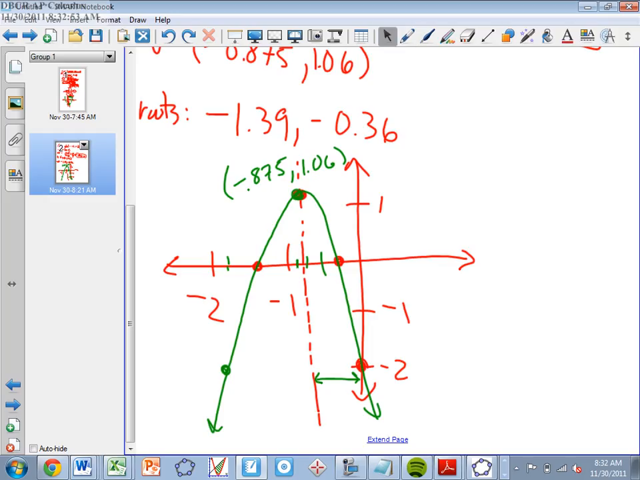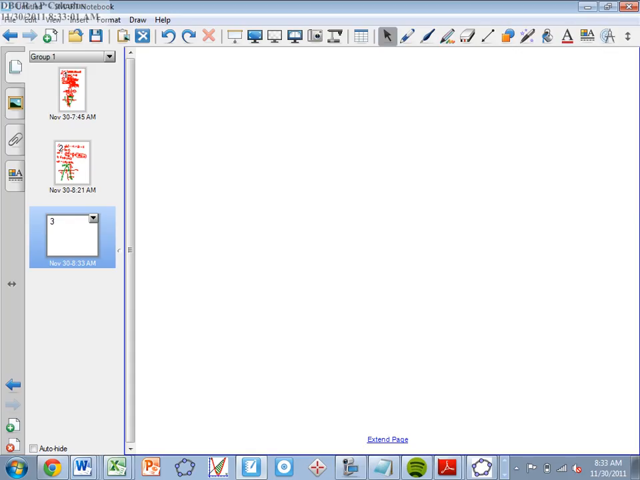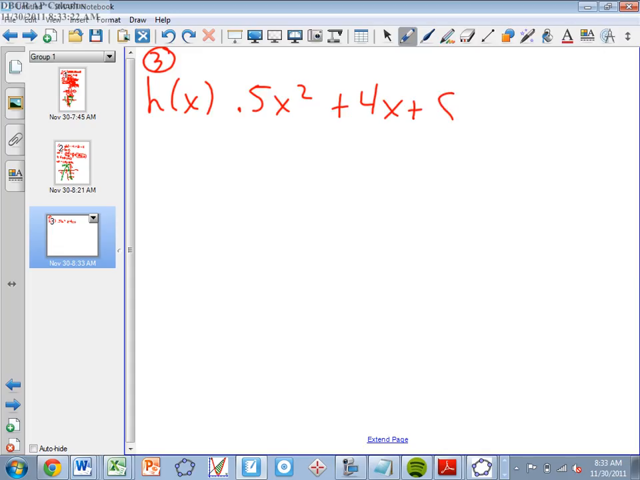All right, continuing. We got a few more we got to get through still. I want to do the next two specifically. The next one we're going to have a repeated root. The one after that we're going to have imaginary roots. Okay, imaginary roots. Now, for this one, let's graph the function, we call this h of x, and this is number 3: 0.5x squared plus 4x plus 8.